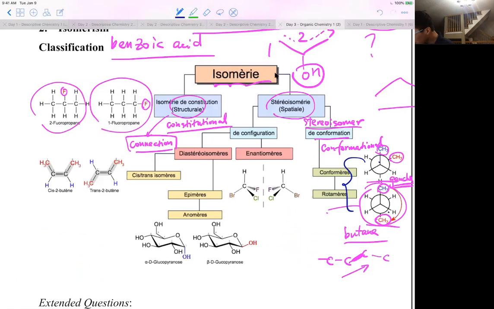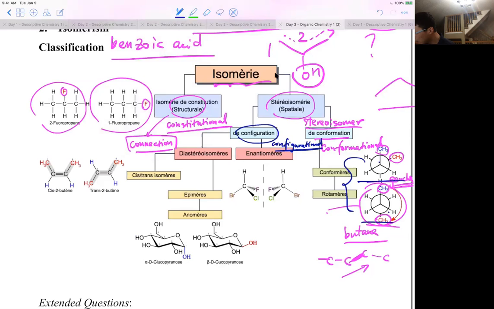Keep going. Conformational is actually not so important in isomerism because they are not real isomers. You cannot separate the two conformations because they are changing all the time, as they are only slightly different in energy, right? And then let's have a look. The next one is called configurational, although this word is not so commonly used. So it doesn't matter so much.